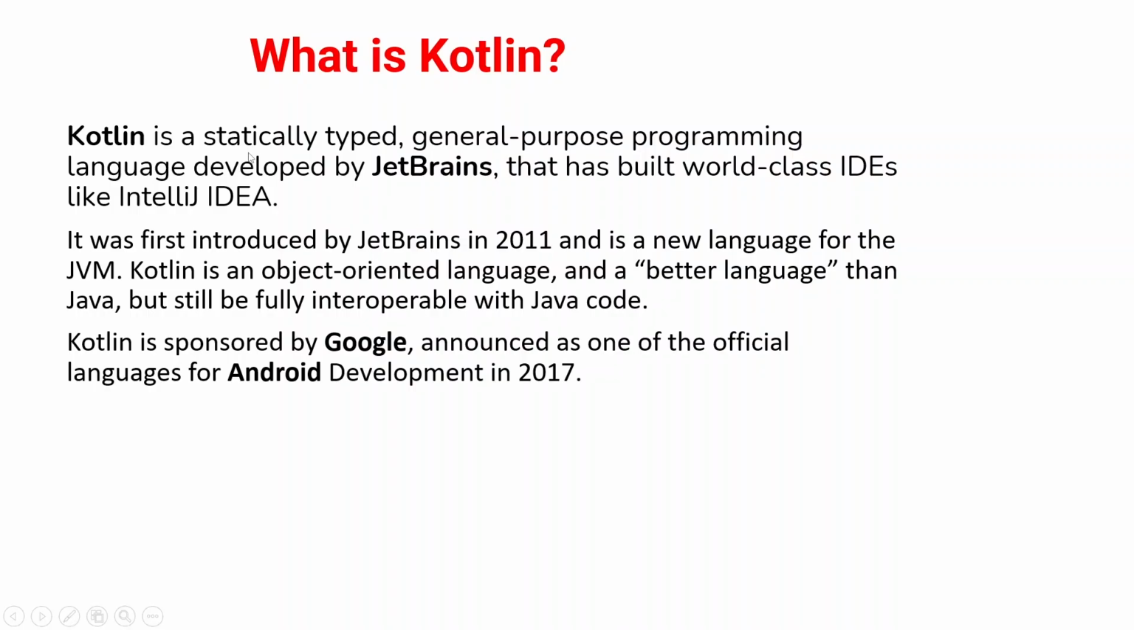Kotlin is a statically typed general purpose language developed by JetBrains that has built world-class IDE like IntelliJ IDEA. It was introduced by JetBrains in 2011 and is a new language for the JVM. Kotlin is an object-oriented language and a better language than Java, but still fully interoperable with Java code. That means we can also use Java with the Kotlin. Kotlin is sponsored by Google, announced as one of the official languages for Android development in 2017. That means Google already said that Kotlin is an official language.